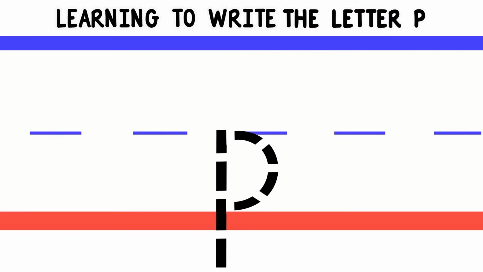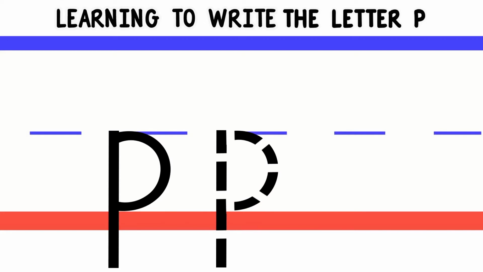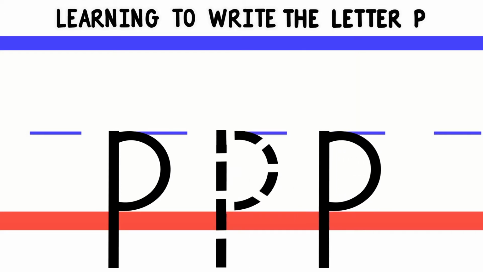To write little p, we'll start in the middle and do a straight line down. Then go back to the middle and do a curved line around. Good job! Let's do that again. We'll start in the middle and do a straight line down. Then go back to the middle and do a curved line around. Good job! Now you try.